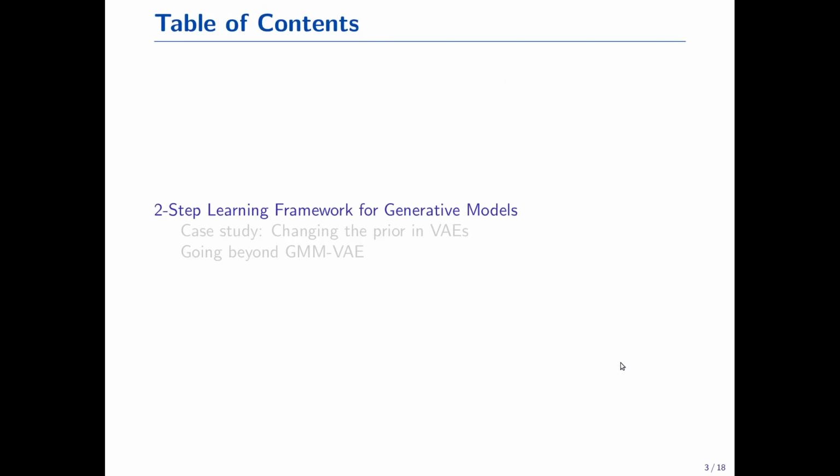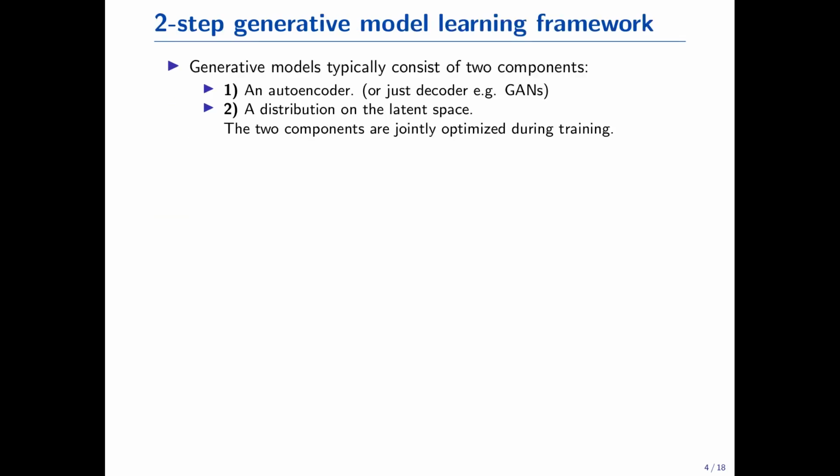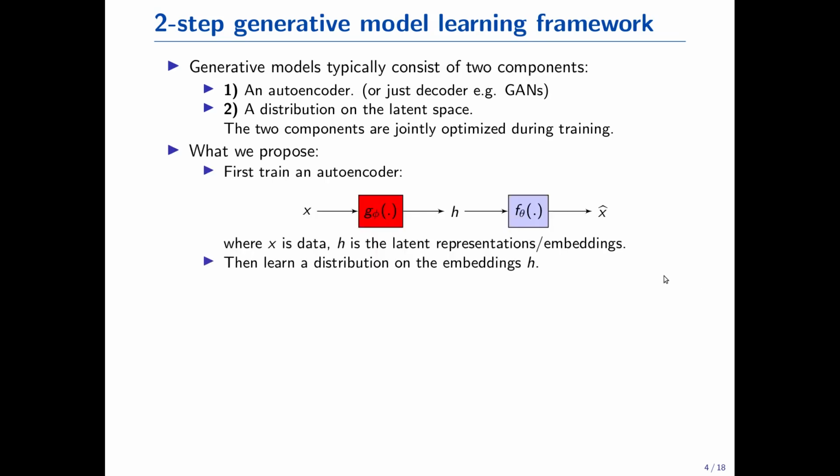Let us start by introducing the main ideas behind the two-step learning framework that we propose in this work. Generative models typically consist of two components. First, there is an autoencoder, or just a decoder in GANs, and second, there's a distribution on the latent space. These two components are typically jointly optimized during training generally in the approaches in the literature. Whereas what we propose in this paper is to decouple the learning of the autoencoder from the learning of the distribution on the latent space.